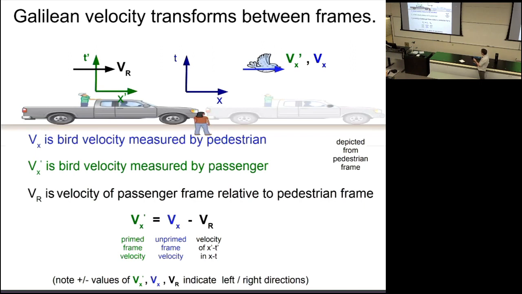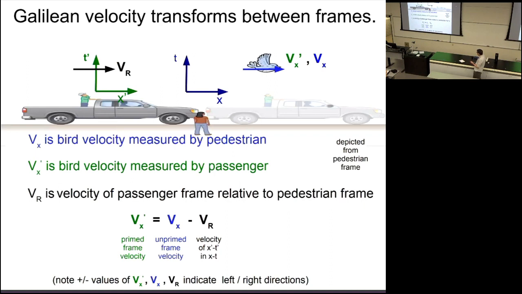I've denoted also the velocity with which the driver and the passenger see the bird moving. That's this V X prime here. It's in green, and I'm going to use green to denote the velocity of the bird as seen by the passenger. And of course, they both see the bird moving with respect to their reference frames, the passenger reference frame and the pedestrian reference frame, at different speeds, right? That's common sense, obvious. You know, if the truck is driving at 10 miles an hour with respect to the pavement, and the bird is flying at 20 miles an hour with respect to the pavement, then the pedestrian on the pavement would see the bird flying at 20 miles per hour. The driver in the truck would see the bird moving at just 10 miles an hour. So they would see different velocities.